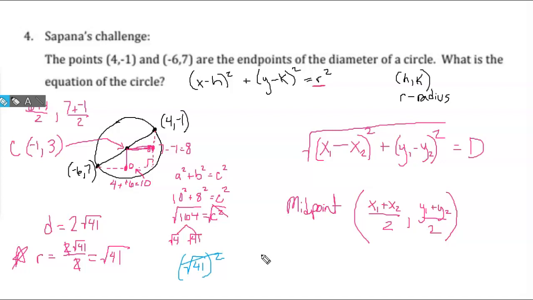Now that we have the center and the radius, we can write the equation of the circle. So we want to do the x-coordinate, so x plus 1, because we always do the opposite, plus the y-coordinate, so we'll do y minus 3, because we always do the opposite. And the radius was square root of 41, but when you square a square root, the square and the square root cancel, and so this will just be equal to 41.